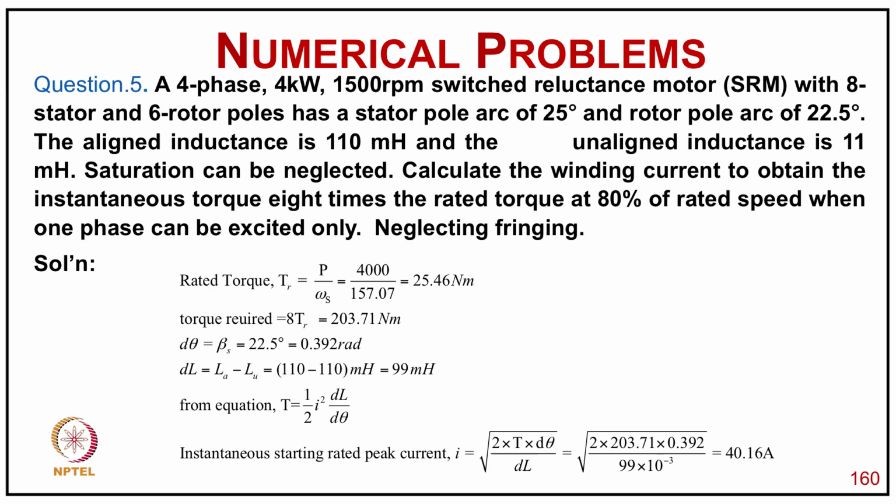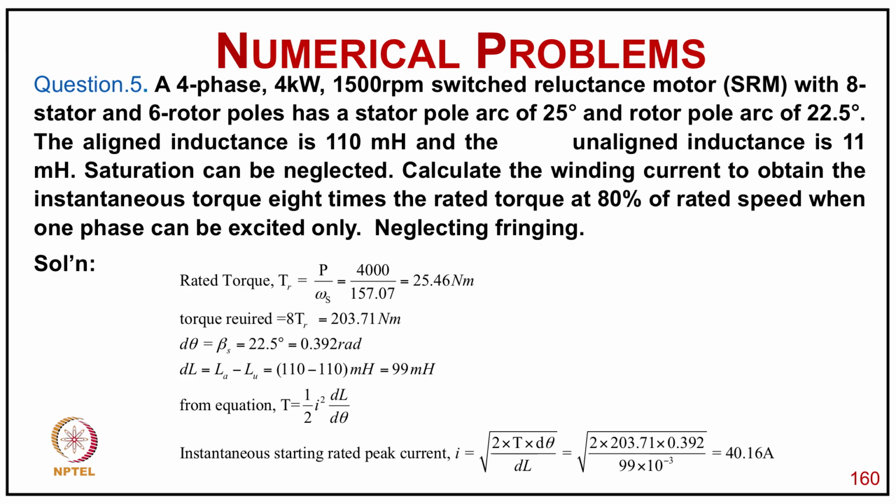Question 5: a 4-phase 4 kilowatt 1500 rpm reluctance motor with 8 stator and 6 rotor poles has a stator pole arc of 25 degrees, rotor pole arc 22.5. The aligned inductance is 110, unaligned inductance 11 millihenry. Calculate the winding current to obtain torque 8 times the rated torque at 80% of the rated speed when one phase is excited.